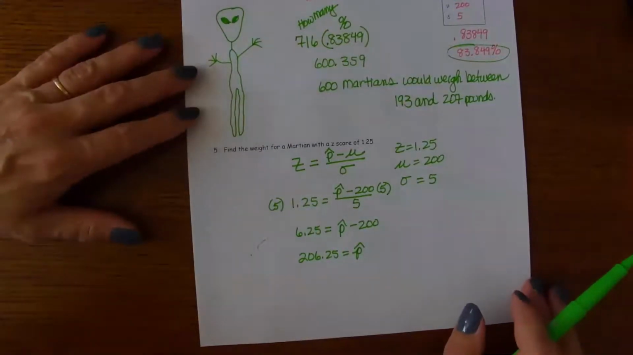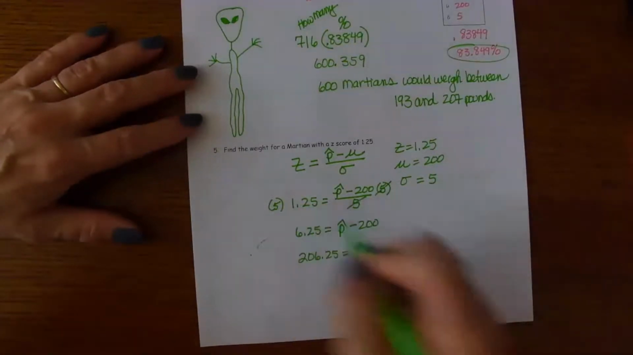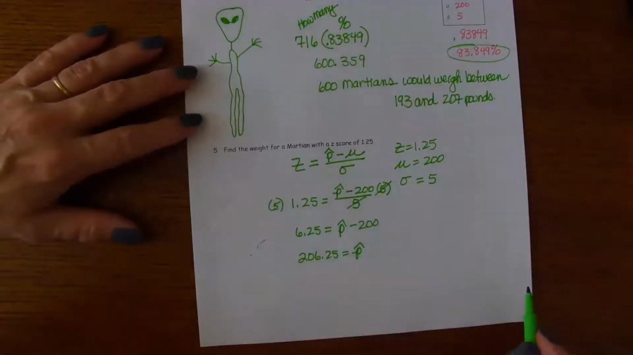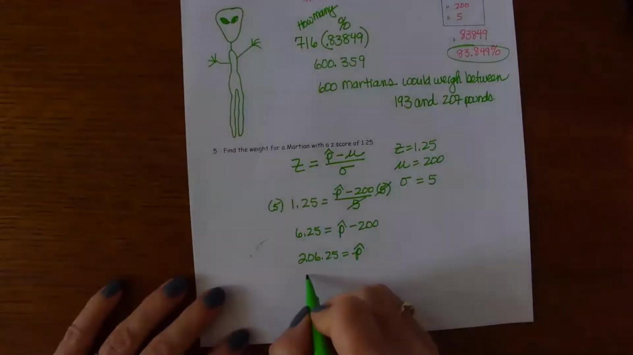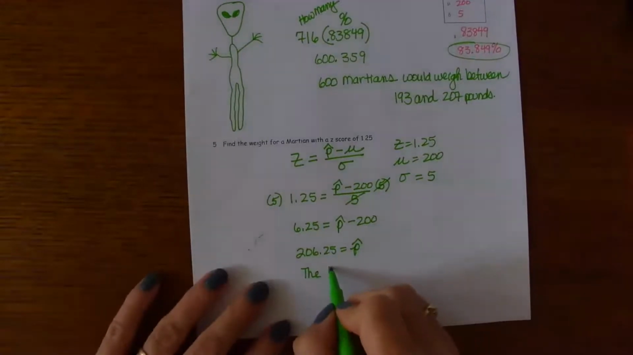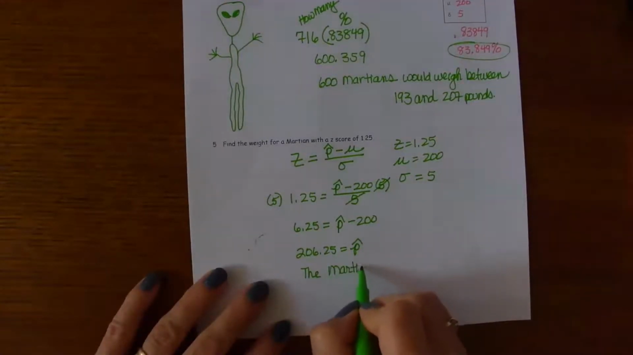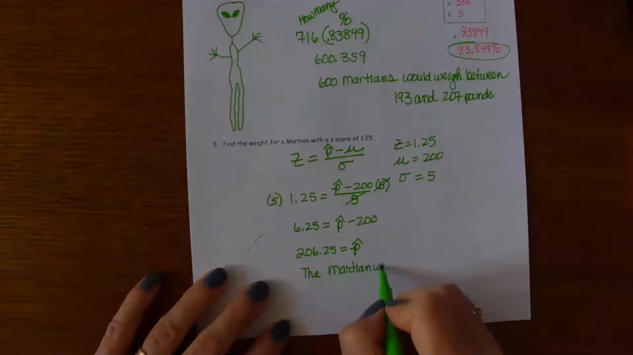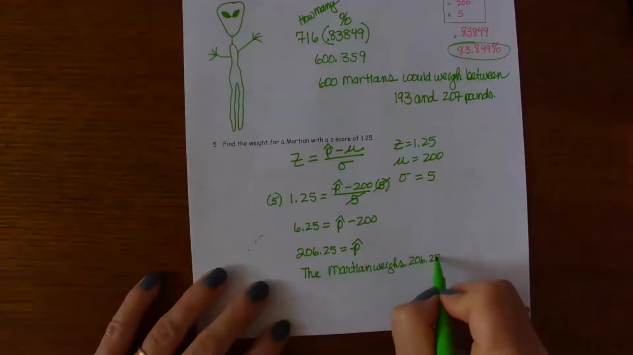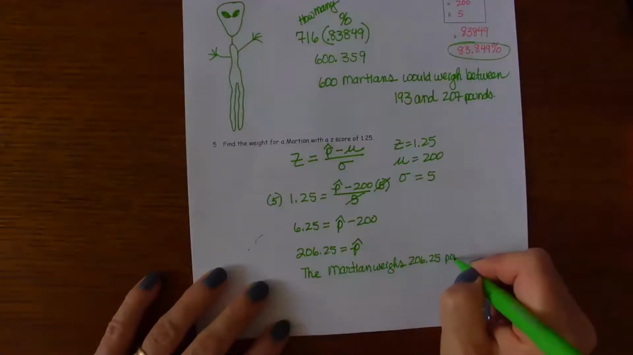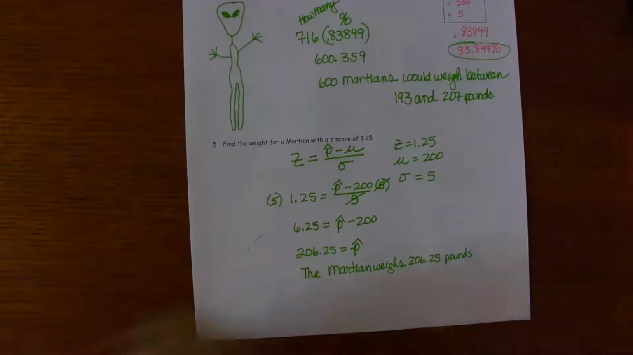Yes, sir? Because I multiplied both sides by 5 to get it out of the bottom. Yeah. So the Martian weighs 206.25 pounds. True? True.